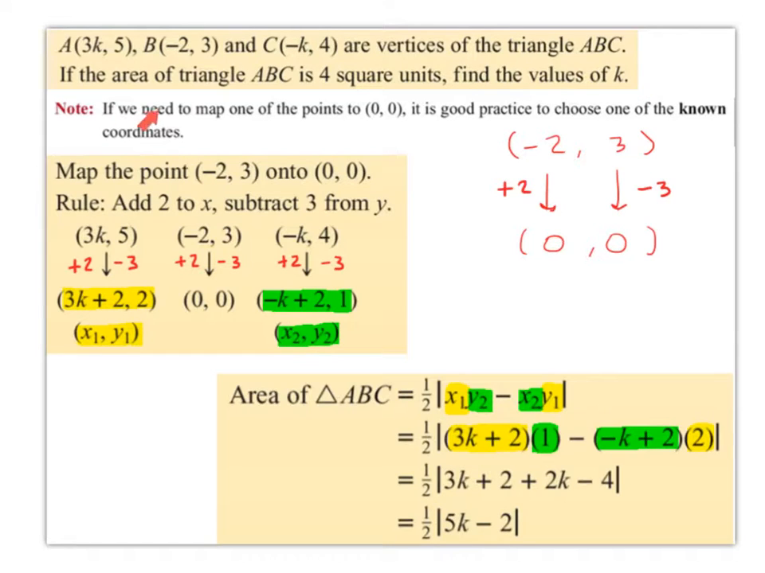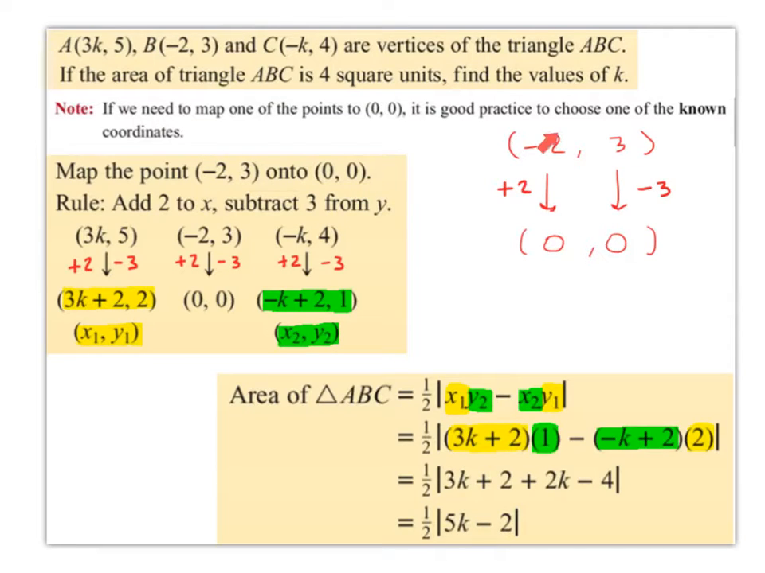So remember, if we need to map one of the points to 0, 0, so we need one of these points to be 0, 0, it is good practice to choose one of the known coordinates. So point A has a k value in it, so that's an unknown coordinate. And point C has a k in it, so that's an unknown coordinate. So we have to use point B, which is minus 2, 3. So we map the point minus 2, 3 onto 0, 0.